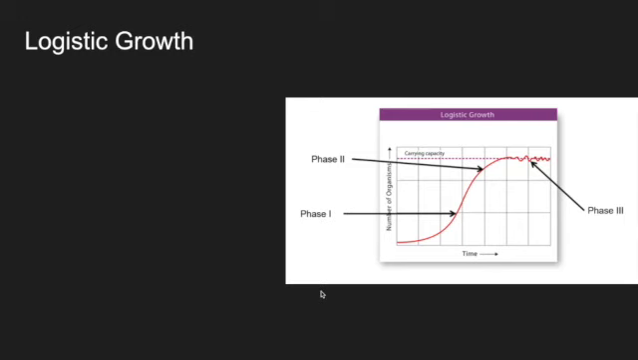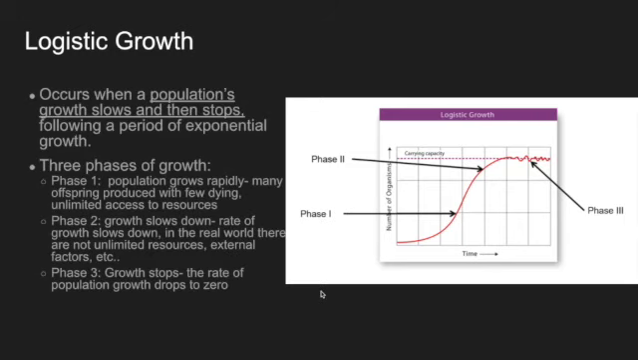So logistic growth is a little different, and this occurs when a population's growth slows and then that growth stops. So it's going to grow rapidly. It's going to hit phase 2 where the rate slows down. So we're slowing. And then phase 3 is it stopped. The growth rate stopped. It's now increasing and decreasing at about the same speed. So the growth rate becomes 0. You have same birth, same death rate.